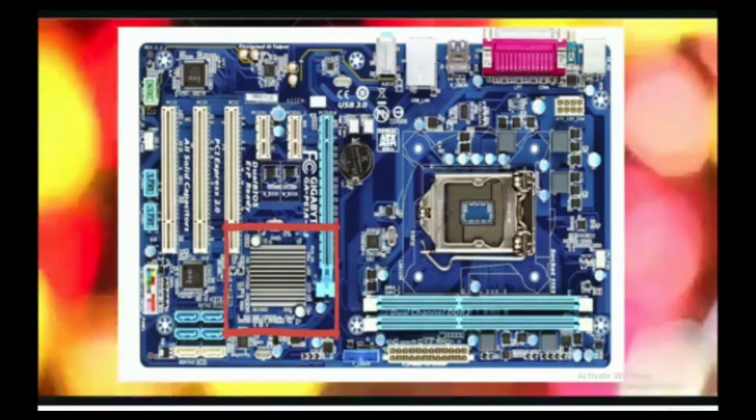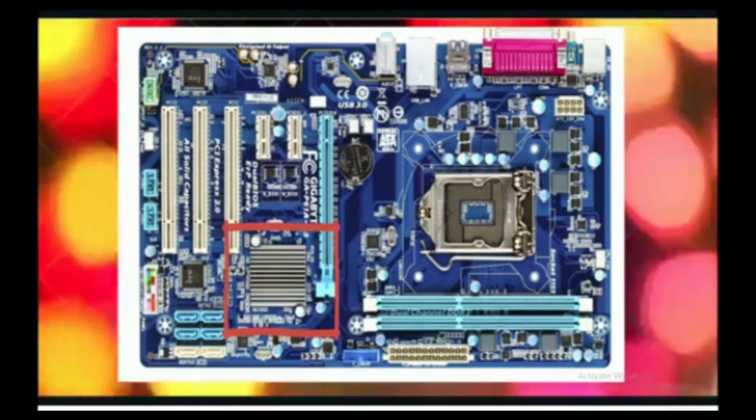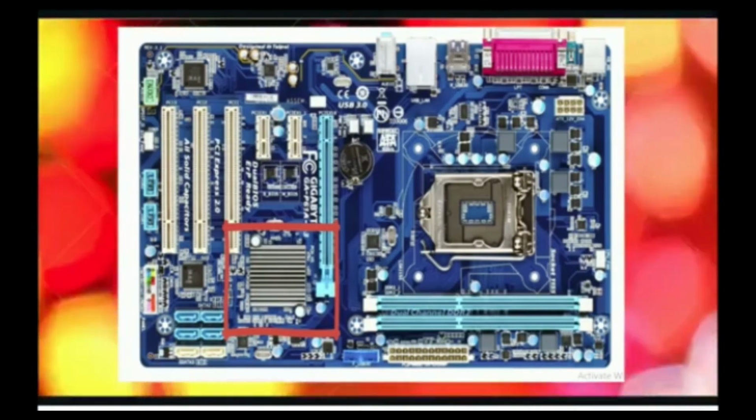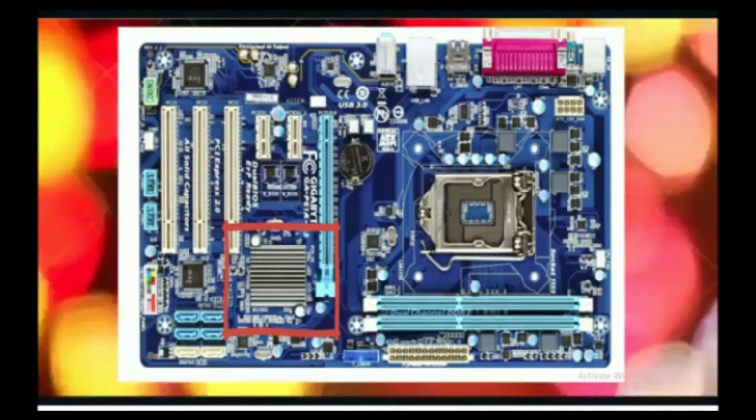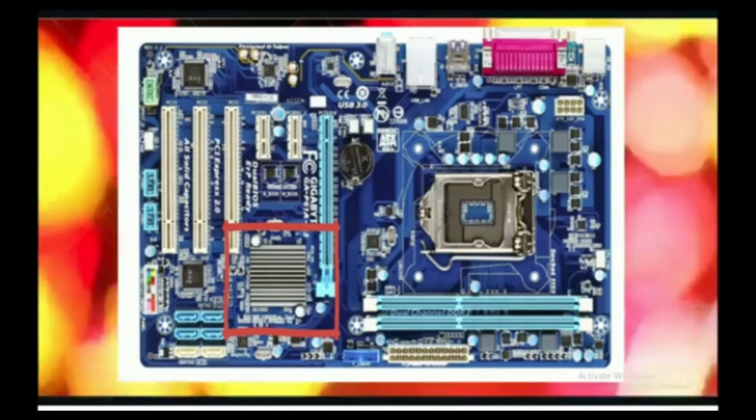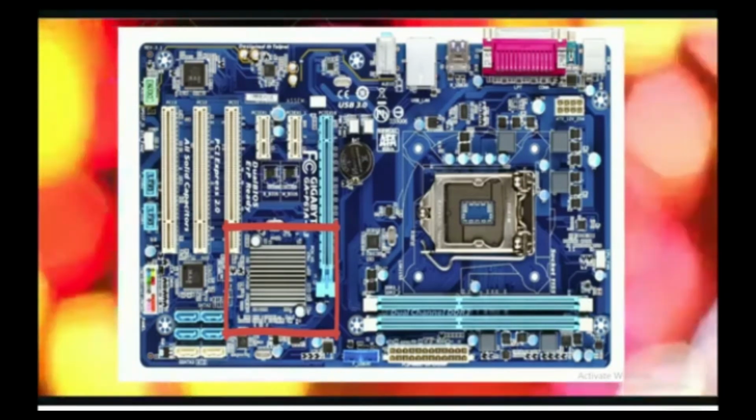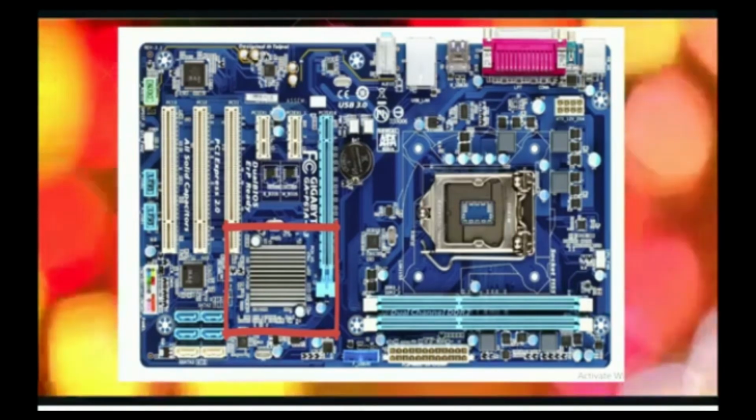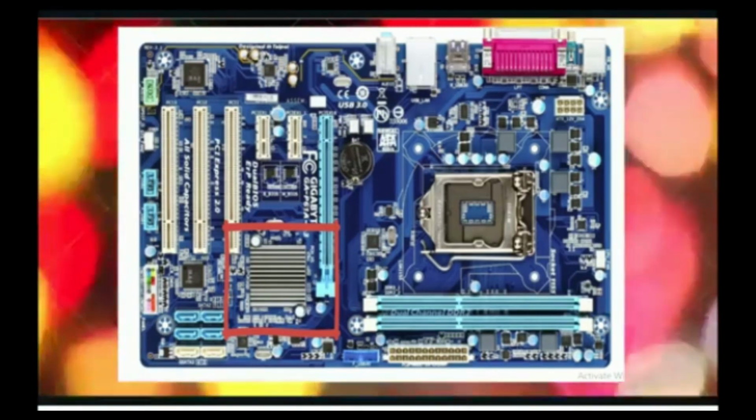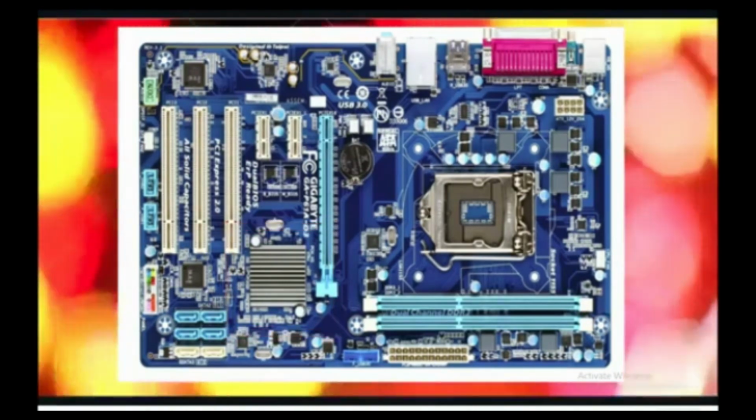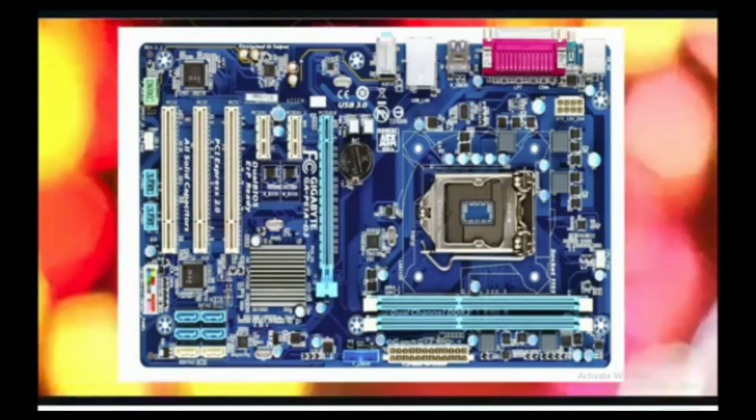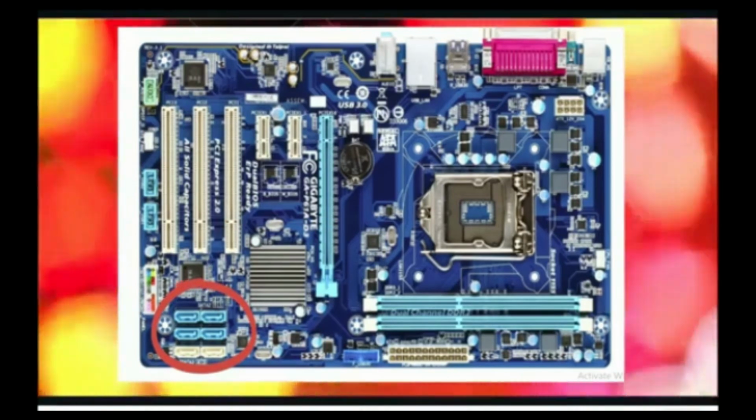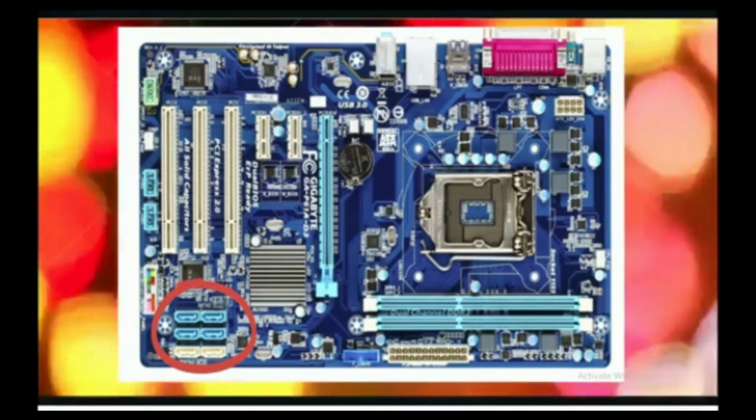Southbridge, also known as the Input or Output Controller Hub or ICH, is a chipset that allows the CPU to communicate with PCI slots, PCI Express X1 slots like expansion cards, SATA connectors like hard drives, optical drives, USB ports like USB devices, Ethernet ports and onboard audio. SATA connectors connect to modern hard disk drives, solid-state drives and optical drives for data transfer.